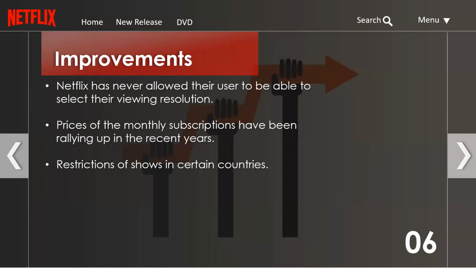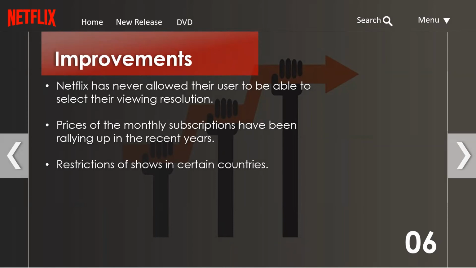Prices of the monthly subscriptions have been rising in recent years. People have been going through a difficult time financially during this pandemic. To counter this, Netflix should come up with a solution such as a cost-saving plan that is paid once annually for long-time loyal users.